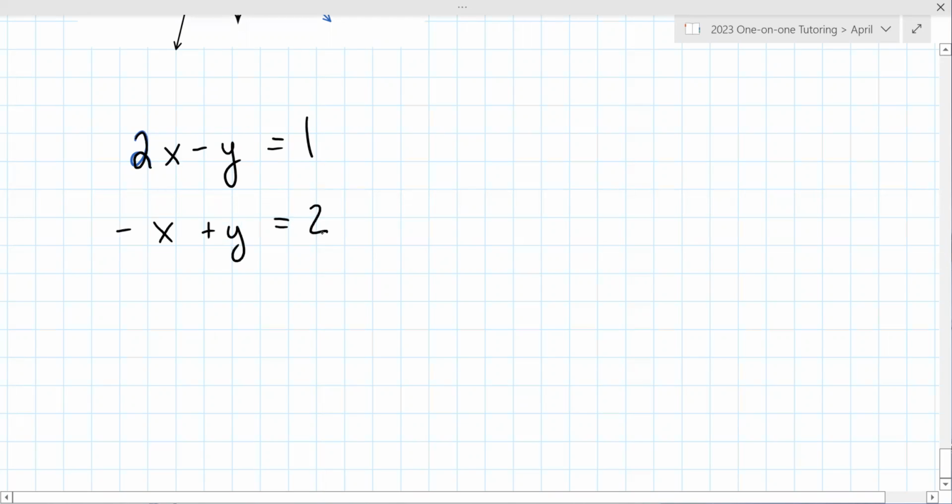All right, so there's your two equations. Notice that these are not in slope-intercept form. You have to solve both for y. That's what I'd like you to do first, to solve each of these for y. Make sure we got that correct.